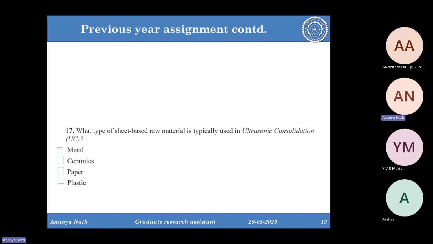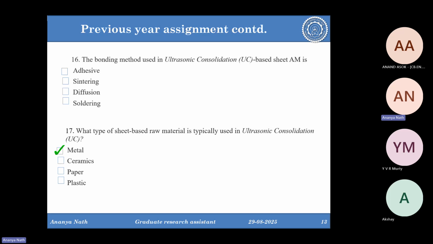Now, what type of material is used in ultrasonic consolidation? Material metal. Yeah. The bonding method used in ultrasonic consolidation is diffusion bonding.